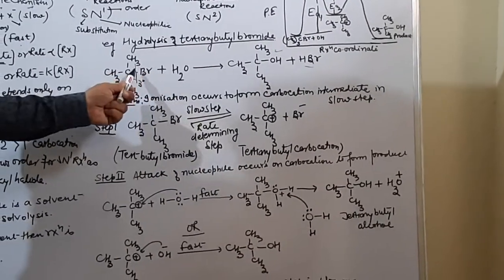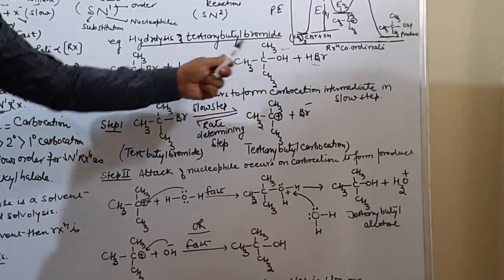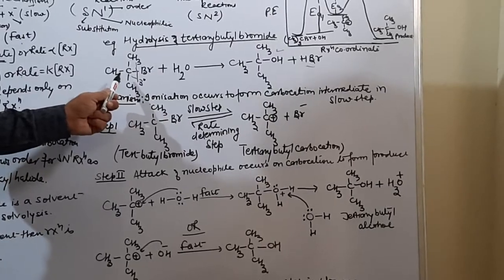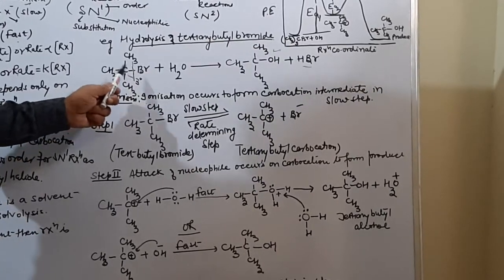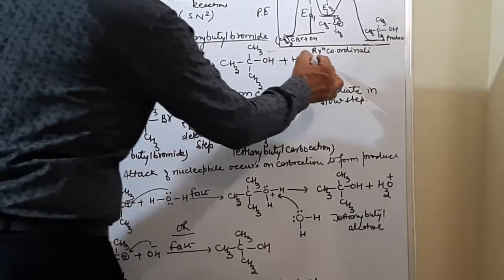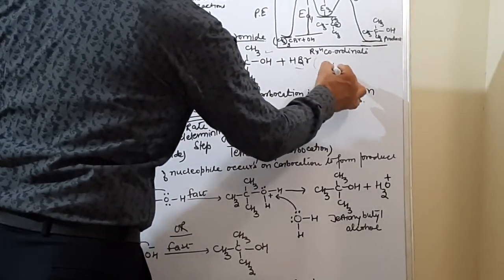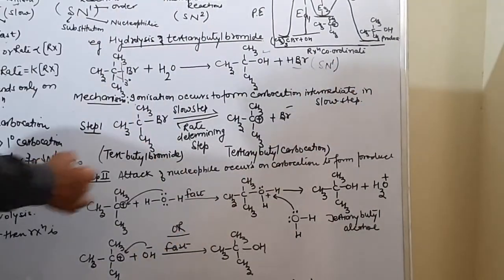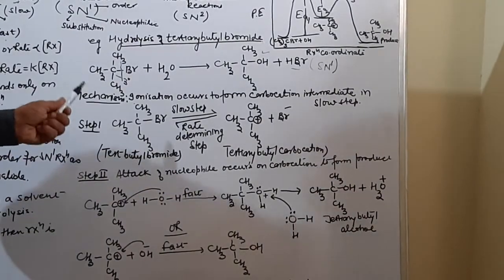Now, this is a 3 degree alkyl halide. Br is being substituted by the nucleophile OH. So what mechanism? Nucleophilic substitution reaction. Since it is 3 degree, what mechanism does it follow? It will follow the SN1 reaction mechanism. What is the intermediate in the SN1 reaction? It is a 3 degree carbocation.